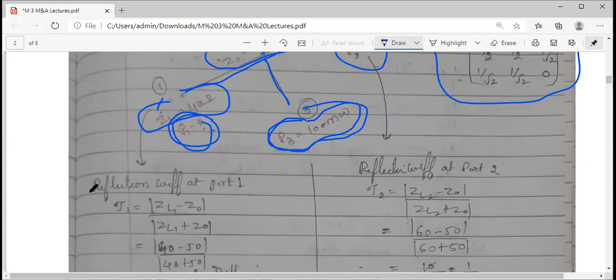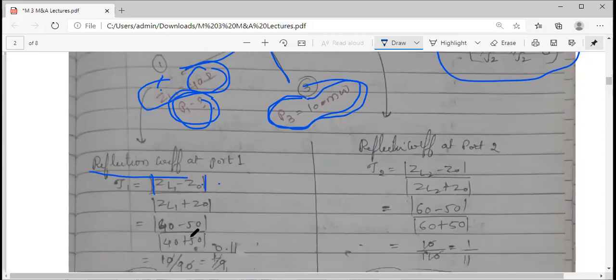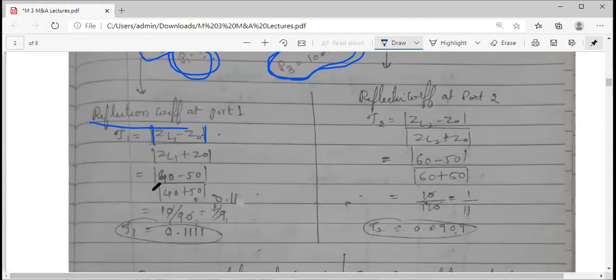So at port 1, I will calculate what is reflection coefficient. That is ZL1 is given to you 40, and what is Z0? It is 50. 40 minus 50, a negative sign will come, so that's why taking the magnitude. Okay, 40 minus 50 by 40 plus 50, I have calculated it taking the ratio 10 by 90, that is 0.111. So reflection coefficient at port 1 is 0.111.